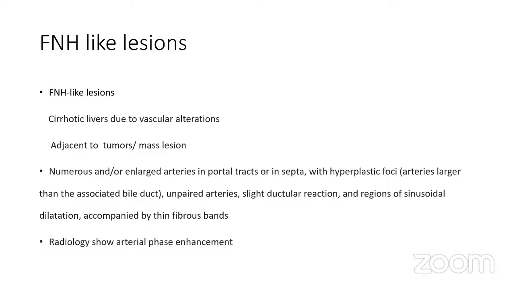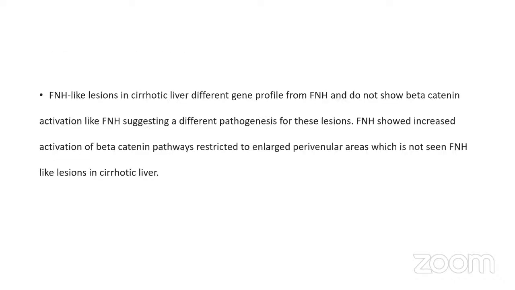So what does it show? It shows numerous enlarged arteries in portal tracts with hyperplastic foci and slight ductular reactions, and then you can have sinusoidal dilatation. Radiologically, these show arterial phase enhancement, so they can be radiologically confused with HCCs on imaging, though they never really show washout. These are different from FNHs, especially in cirrhotic livers, because they do not show beta-catenin activation. So they have a different pathogenesis.